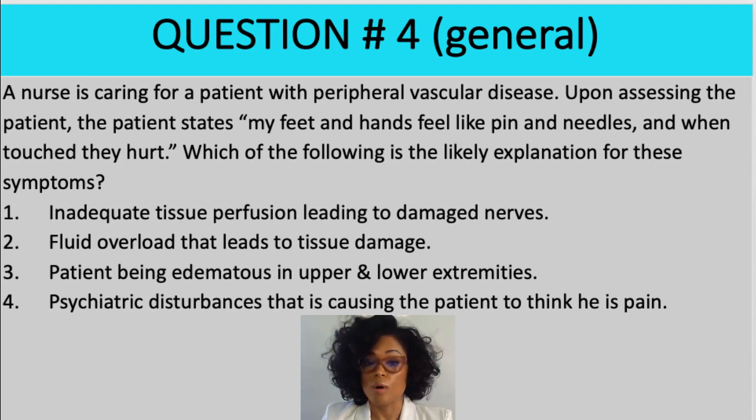We just talked about what peripheral vascular disease is and the signs and symptoms. So let's go over them now. 1. Inadequate tissue perfusion leading to damaged nerves. That sounds right because peripheral vascular disease is a perfusion problem that can eventually lead to damage in the nerves of the extremities because it's not receiving enough oxygen saturation. So let's keep that there.